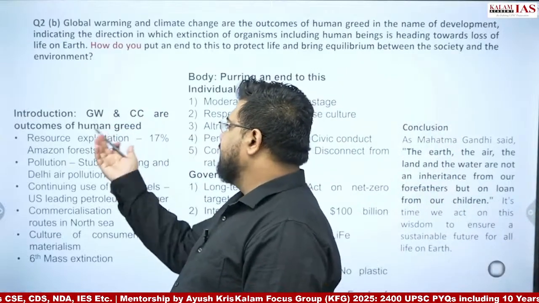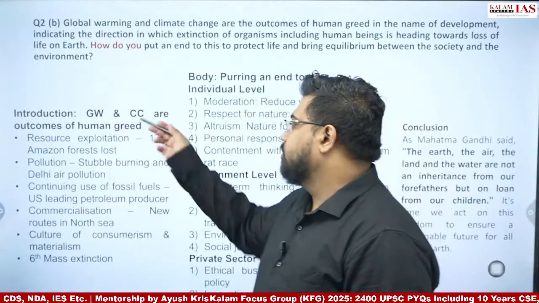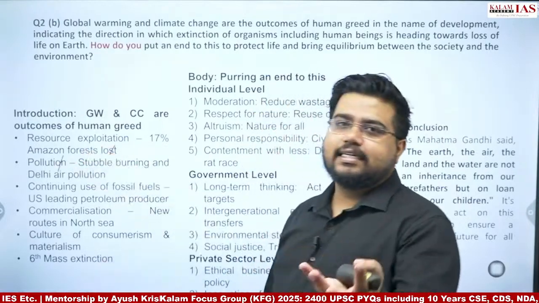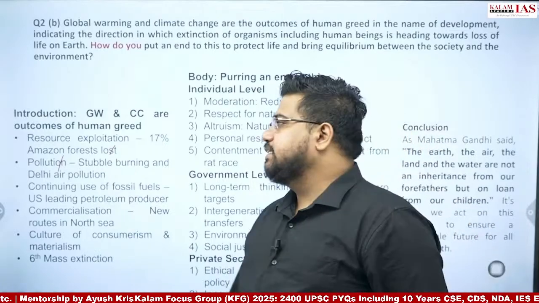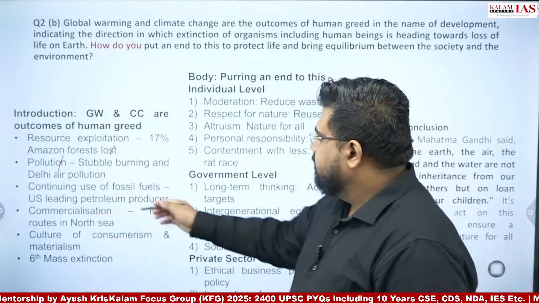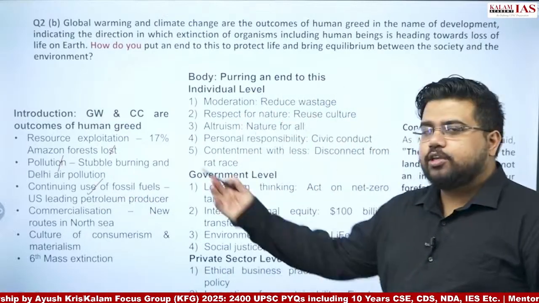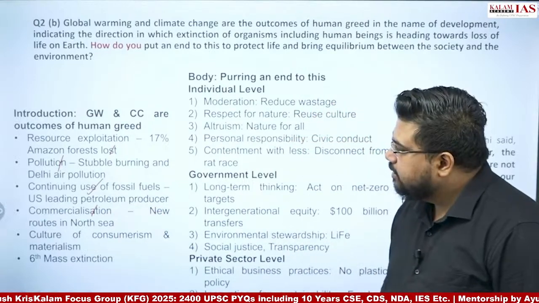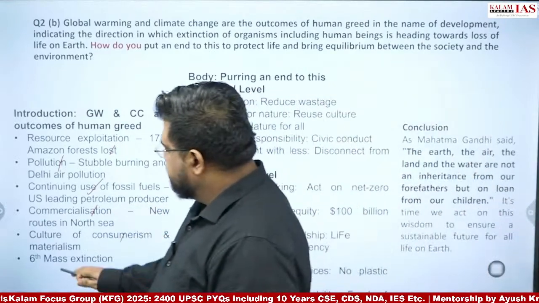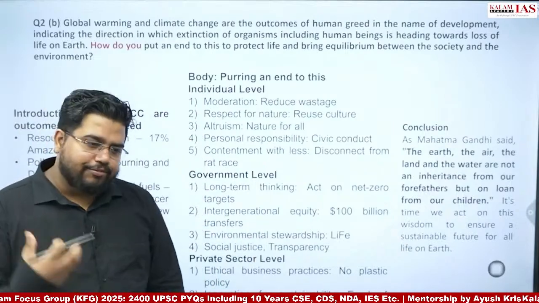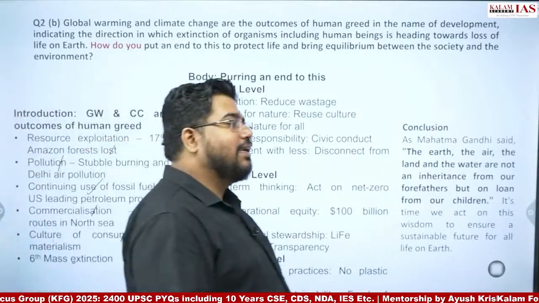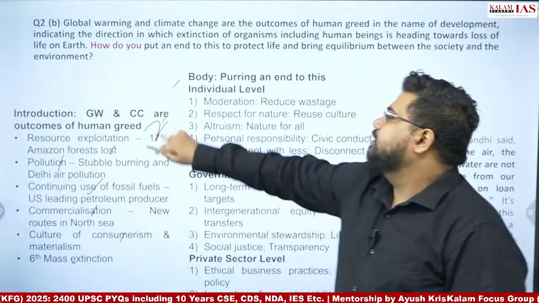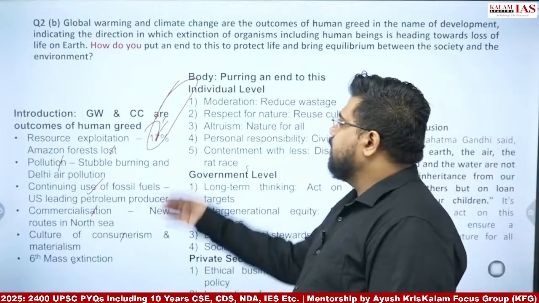So again, introduction: how global warming and climate change are outcomes of human greed. Amazon forest, resource exploitation, pollution. In India currently, stubble burning is also happening in the areas neighboring Delhi. Continuing use of fossil fuels, like the US is one of the major producers of fossil fuels, petroleum especially, commercialization, new culture of consumerism, sixth mass extinction, all these are factors in support of this particular statement. And I don't have to present 6-7 ideas, I just need 2-3 of these, and remembering 2-3 of these is not a big deal. That is my introduction.